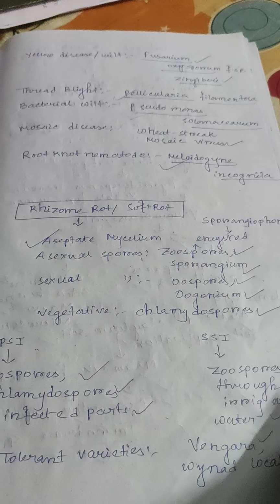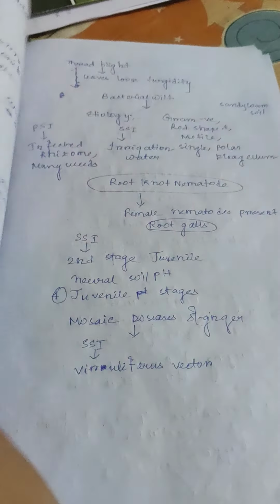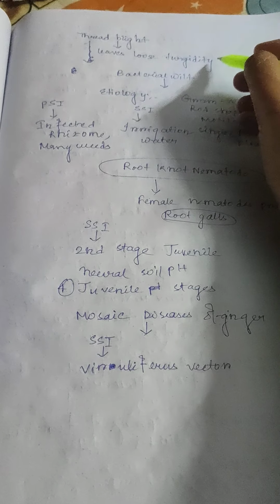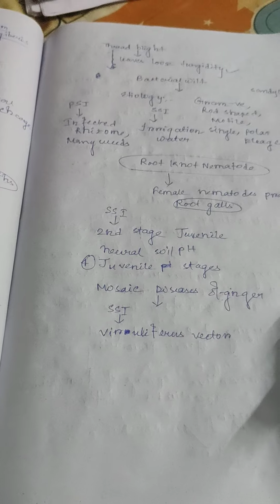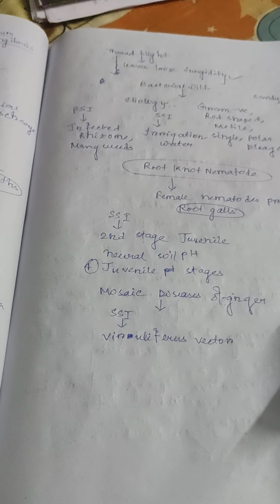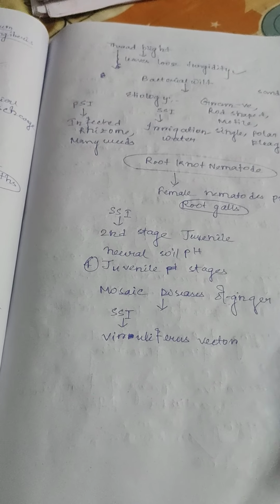Thread blight of ginger is caused by Pellicularia filamentosa. Leaves lose their turgidity.